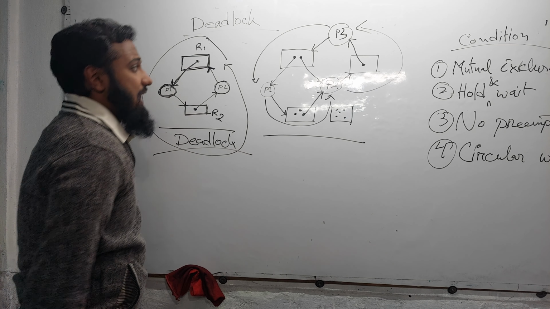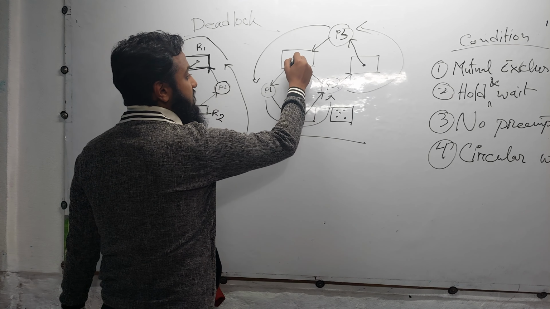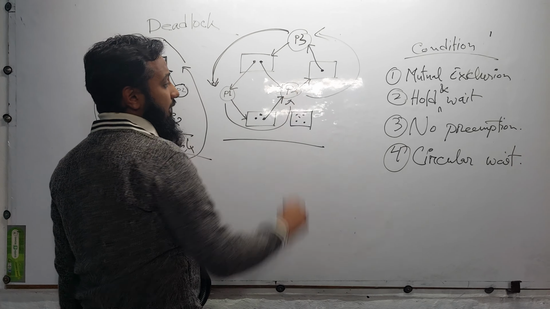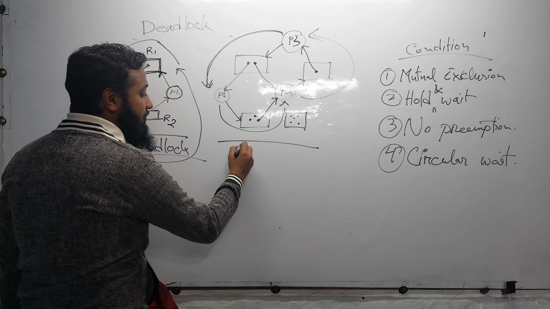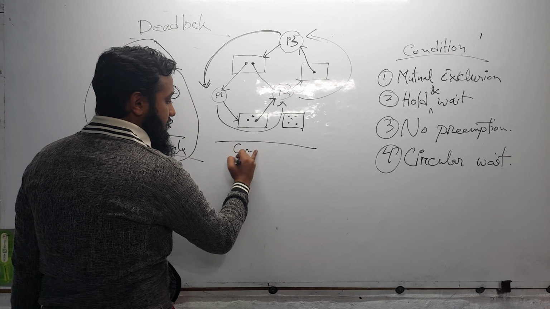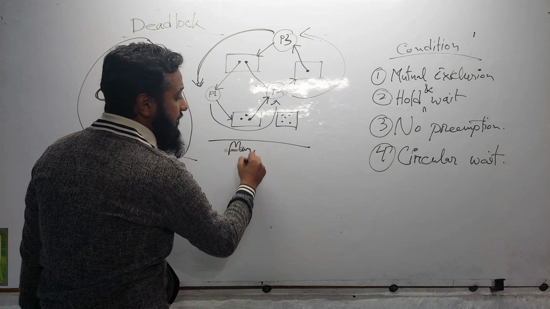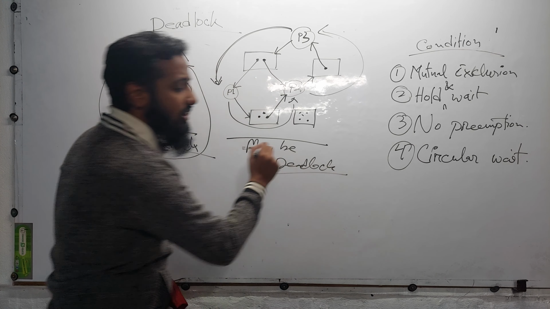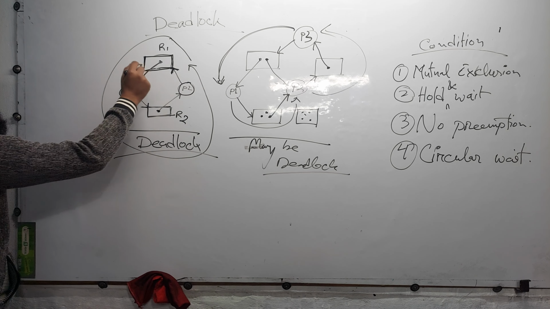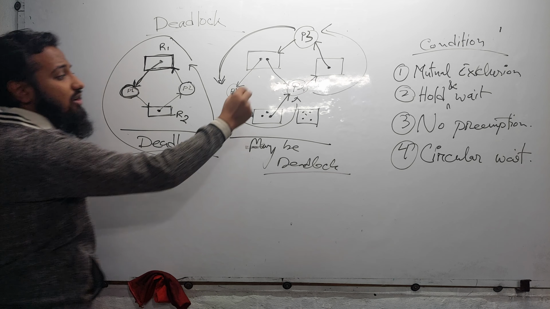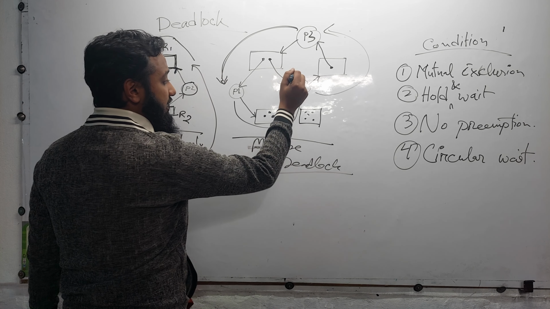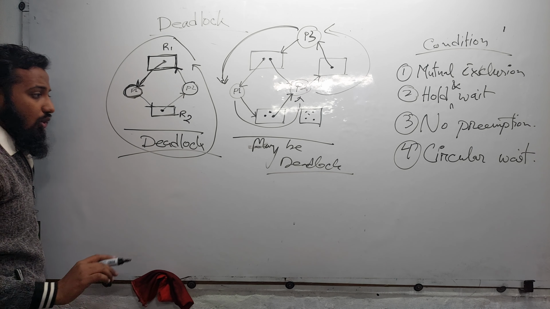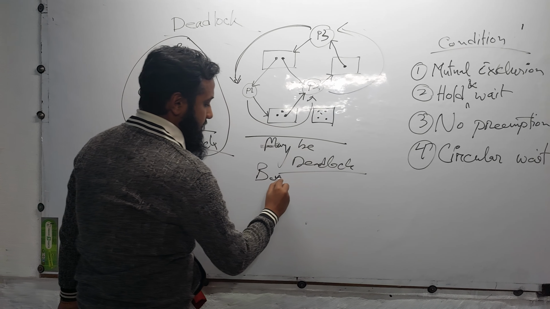But if there is multi-instance and also a circular wait, we can say that there may be a deadlock, but we cannot ensure it. In the single instance case there must be a deadlock, but here we cannot ensure that there must be a deadlock. For this situation, we use Banker's algorithm.